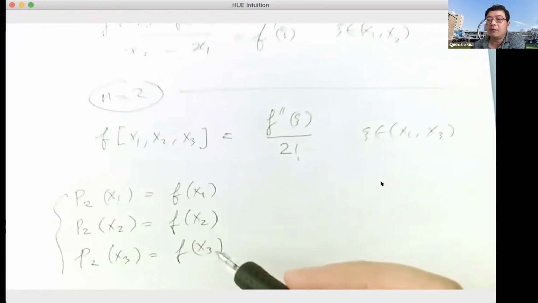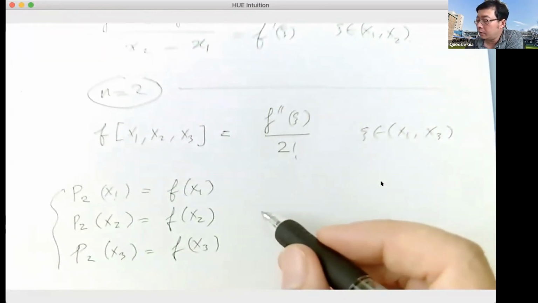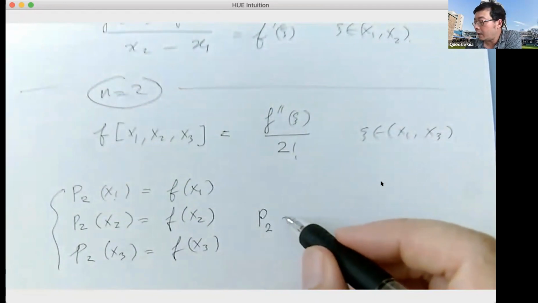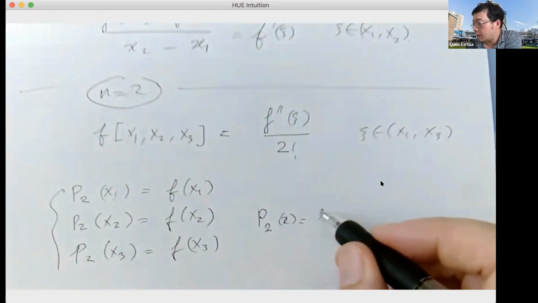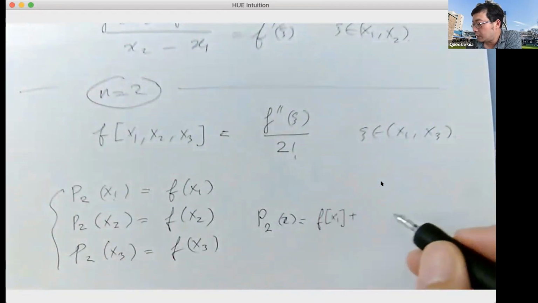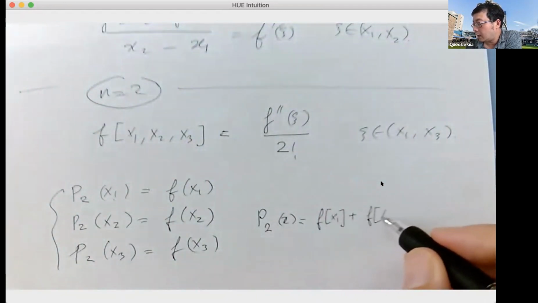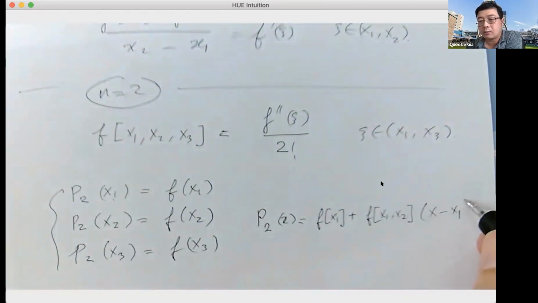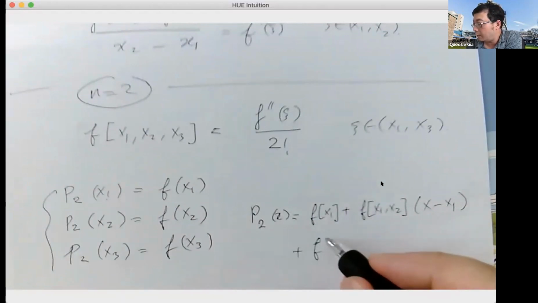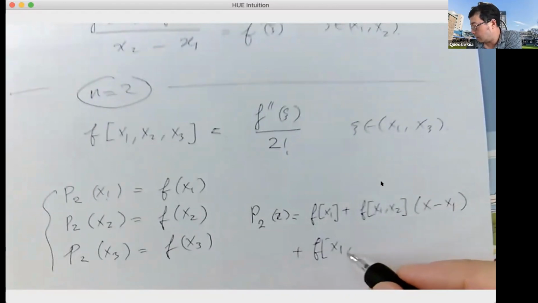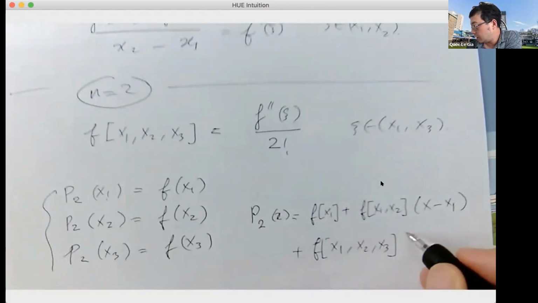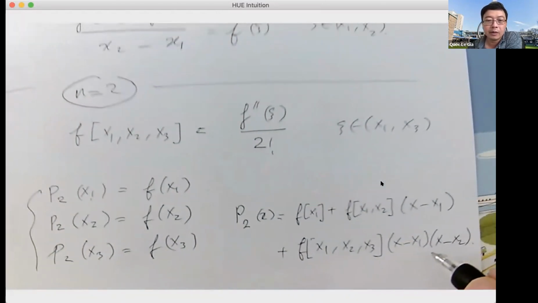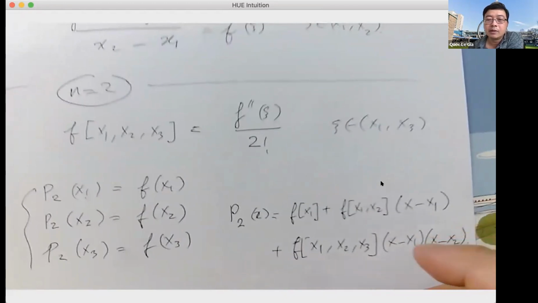So now, if you remember the Newton form, then I can write down P2. It's just f of x1 plus the divided difference f[x1, x2] times (x minus x1), plus the divided difference f[x1, x2, x3] times (x minus x1)(x minus x2), right? So far so good, right?